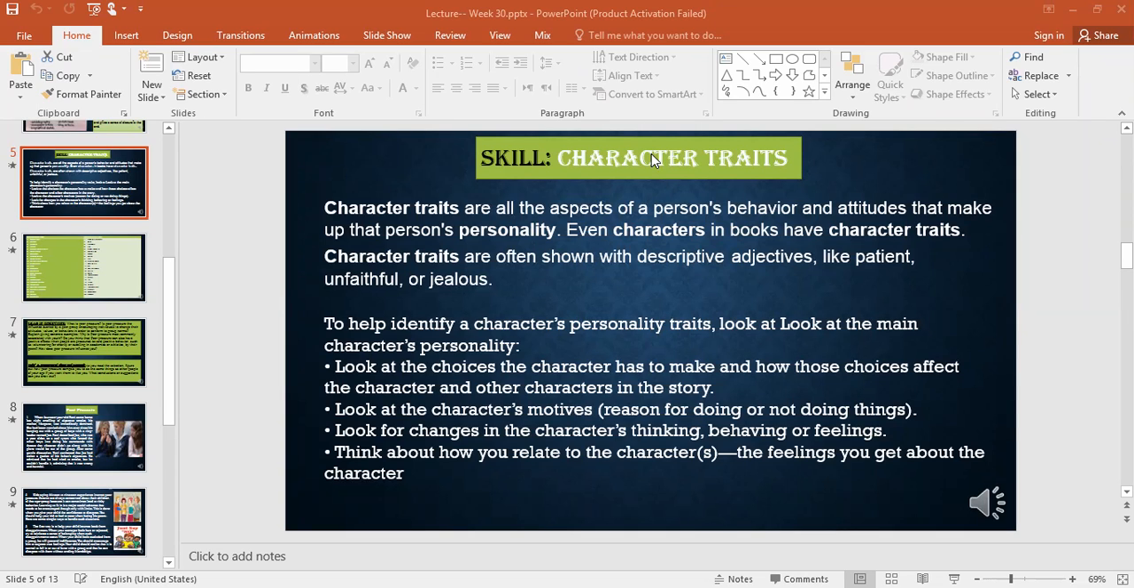Character traits are often shown with descriptive adjectives. Last week we talked about adjectives. This week we are going to use adjectives in comprehension, and we are going to use them in character traits. So character traits are adjectives that are used to describe someone. And when I say traits, it means I cannot see this adjective or this trait on the character's face, but I can see it through his behavior and his attitudes. Okay?